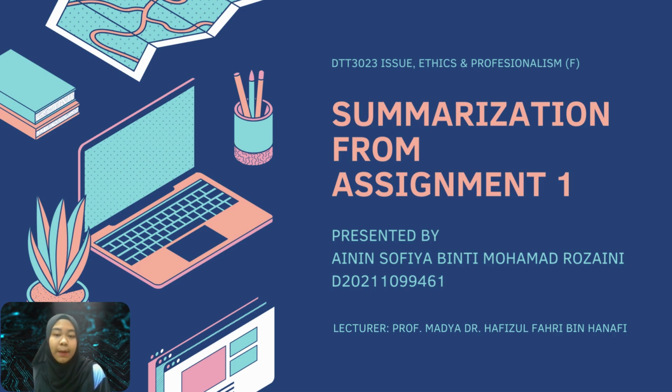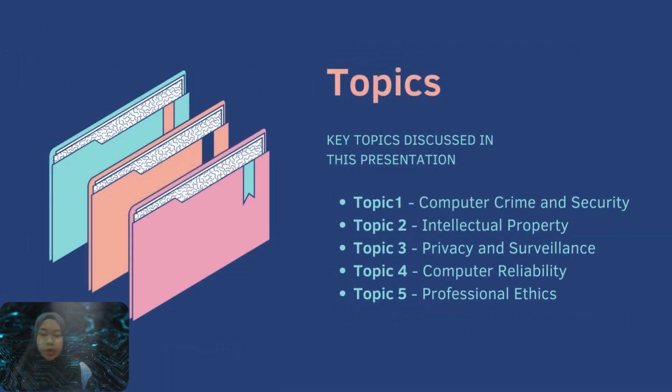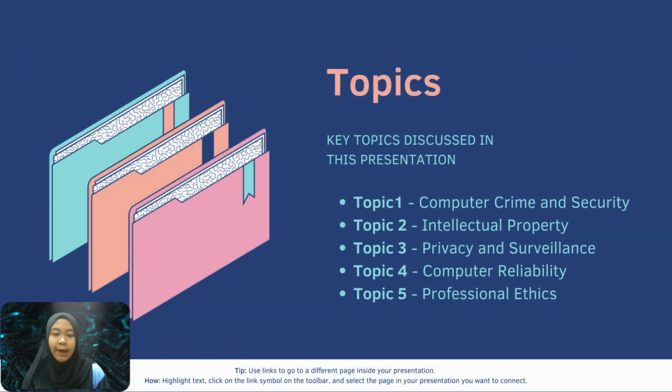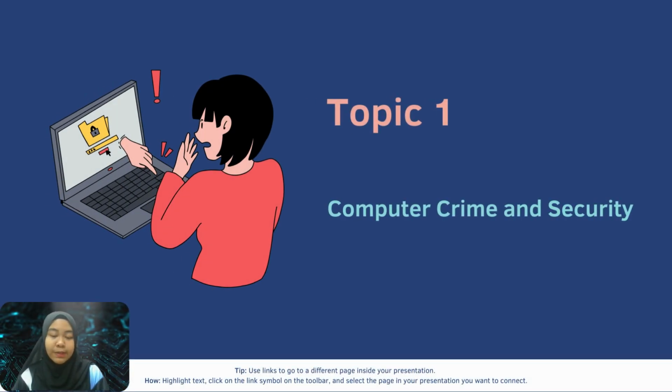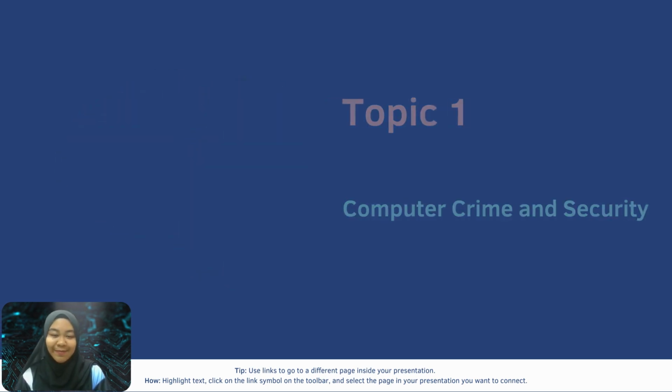I will present about summarization from assignment 1. For these assignments, we have five topics in all: topic 1, computer crime and security; topic 2, intellectual property; topic 3, privacy and surveillance; topic 4, computer reliability; and topic 5, professional ethics. Without wasting time, let's start with topic 1, which is computer crime and security.